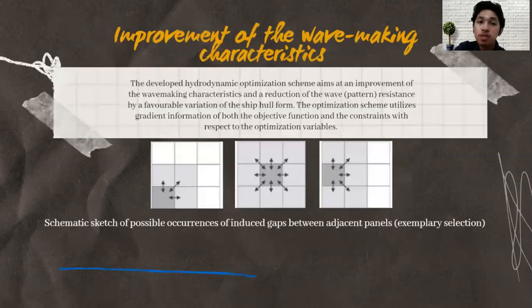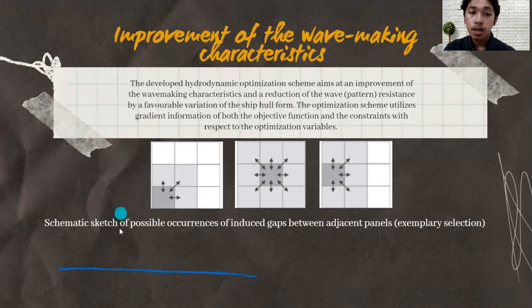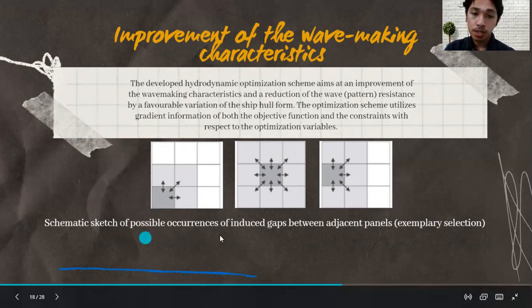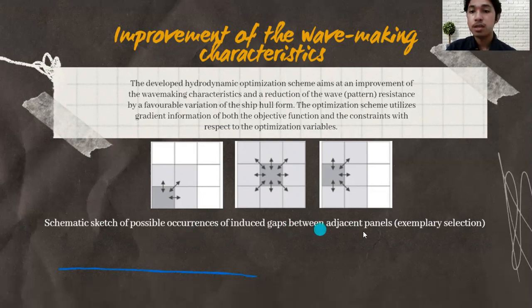Then we get to do the improvement of the wave making characteristics. The developed hydrodynamic optimization scheme aims at an improvement of the wave making characteristics and a reduction of the wave pattern resistance by a favorable variation of the ship hull form. So yeah, we choose the position that we want to be, like this schematic sketch of possible occurrences of induced gaps between adjacent panels. So there is the bottom left, the center one, and the center left position.